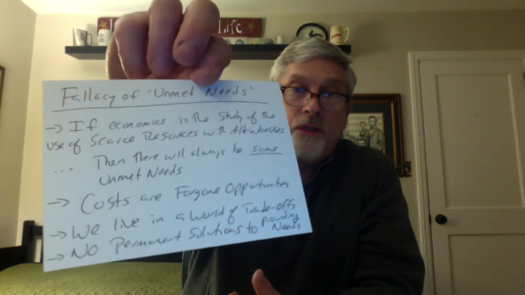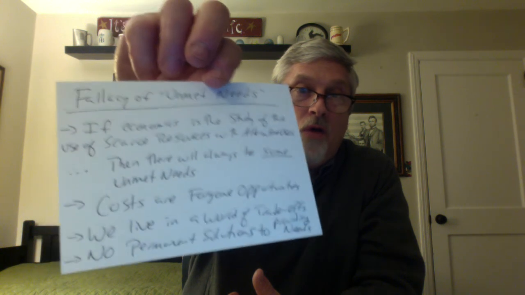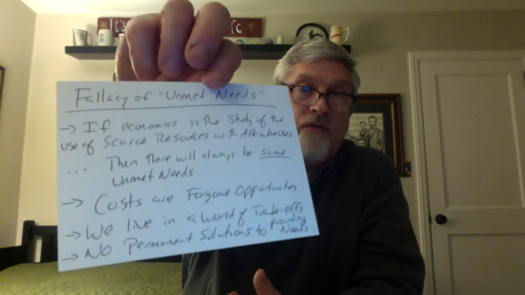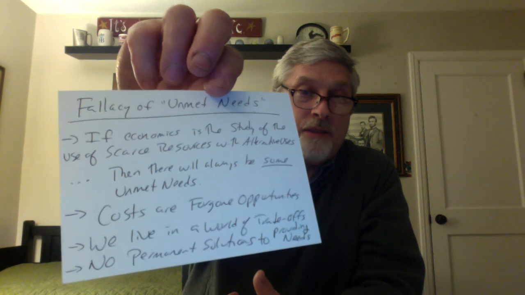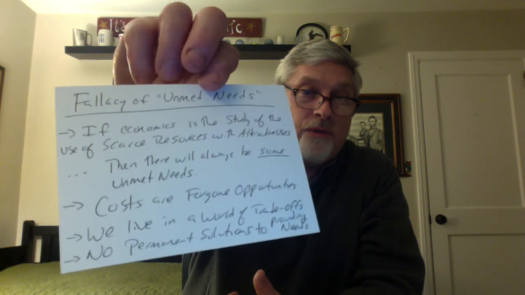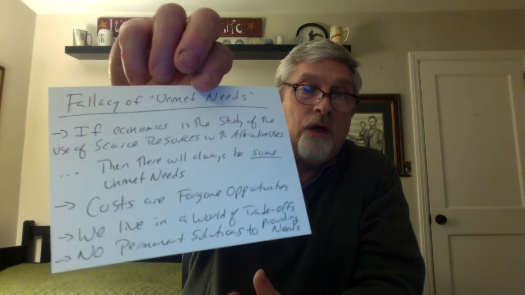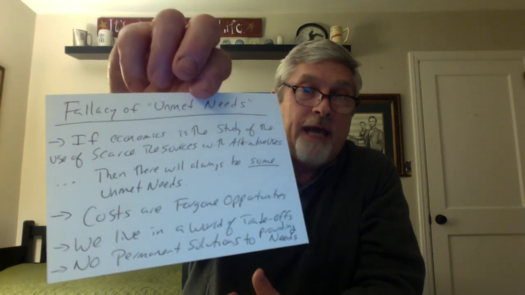So there'll always be some unmet needs. We hope that in the price system there will be fewer unmet needs than in a command system. Costs are foregone opportunities, and we live in a world of trade-offs. Okay, you can't have everything because things are scarce, and that's not Rich Brake saying that. That's not Thomas Sowell saying that. That's the nature of reality. And economics, as any kind of science, should operate in the realm of reality. Okay, so that's the summary of the role of prices.